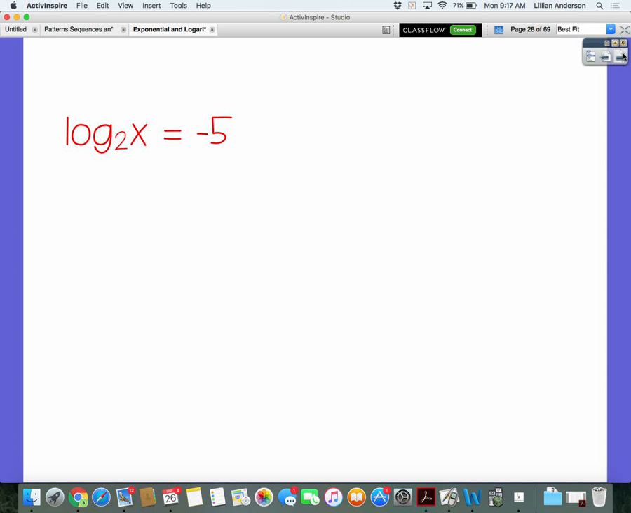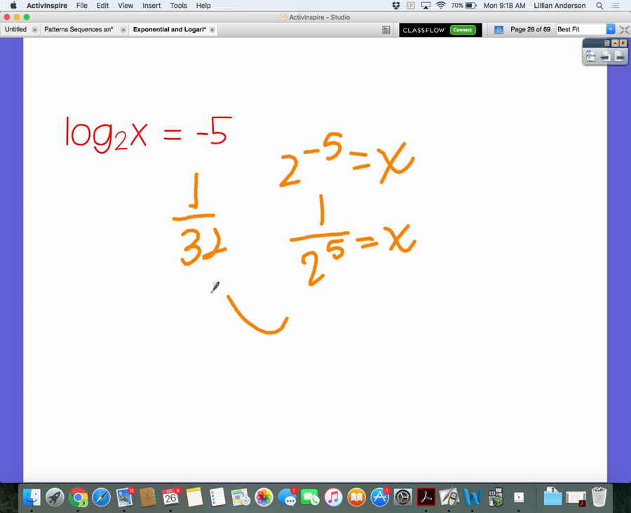Okay? Here's the next one. 30 seconds. It is 1 over 32 because you'll have 2 to the negative 5 equals x. You can't leave a negative exponent, so you flip it to make it positive, and that's how you get 1 over 32. Awesome. Clear your boards. Here's the next one.